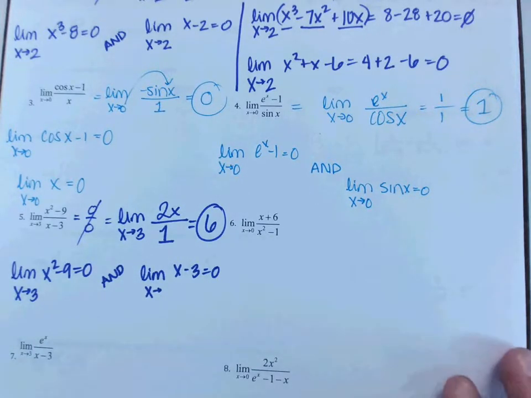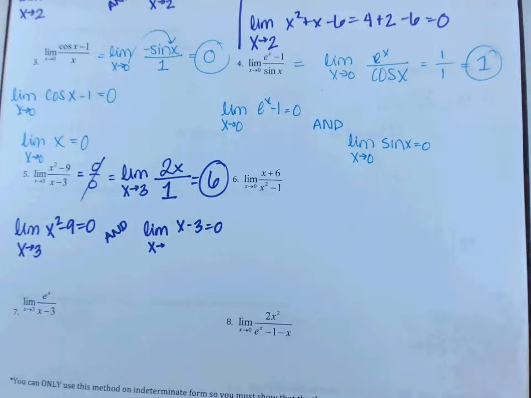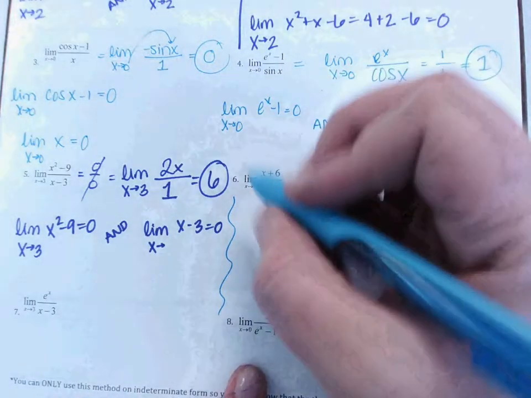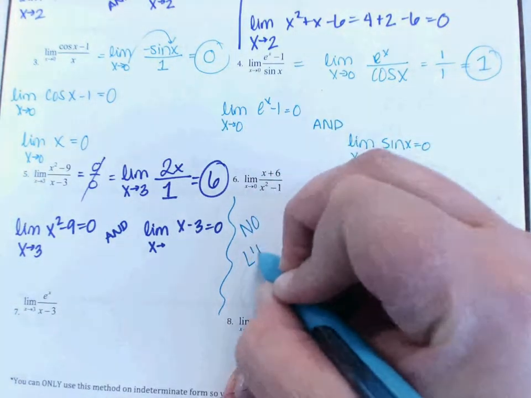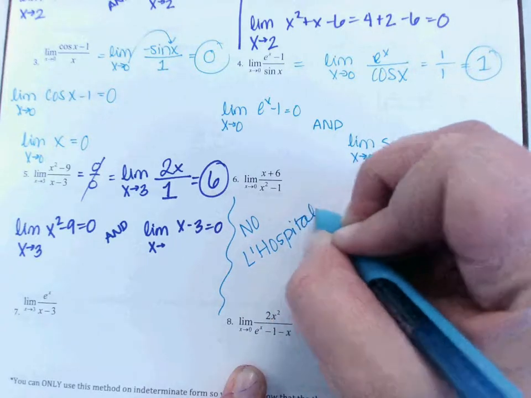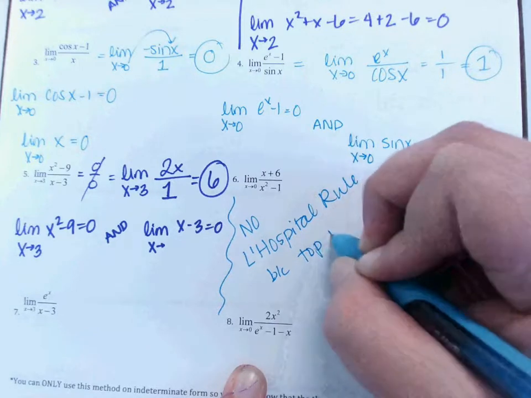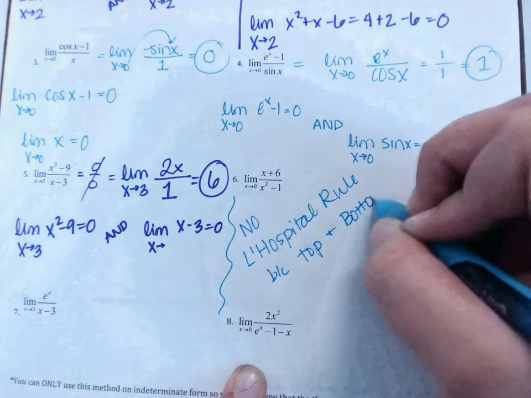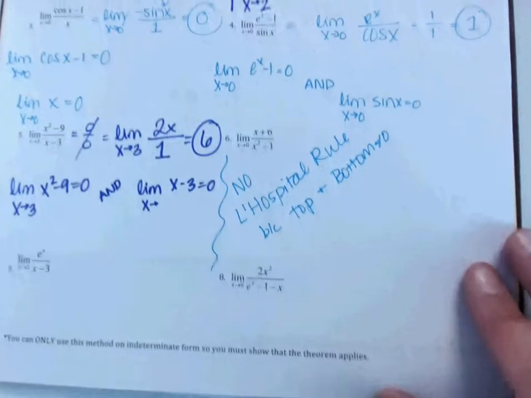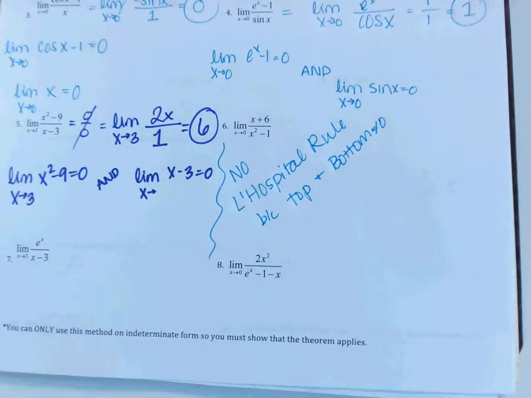Okay, do I need L'Hopital's rule on number 6? No, why not? Because the top and bottom don't equal 0. They don't come out to 0. No L'Hopital's rule because top and bottom aren't equal to 0. Okay? And it is spelled La Hospital if you want to sound it out. You can sound very French.